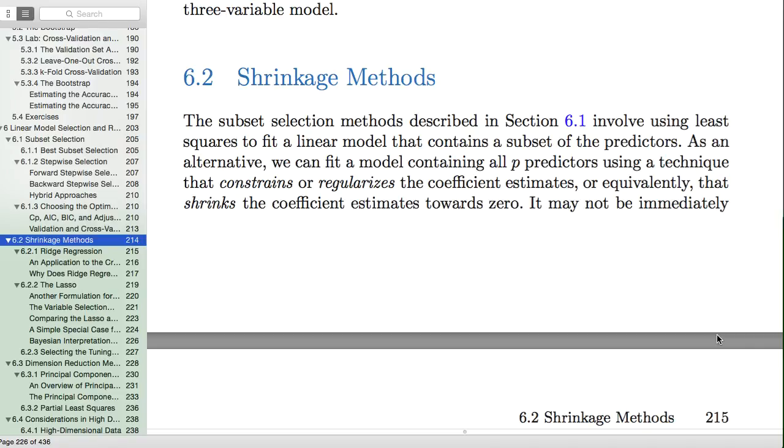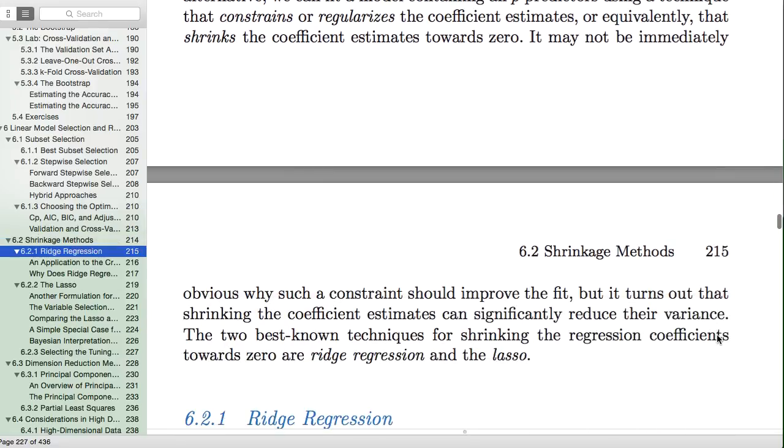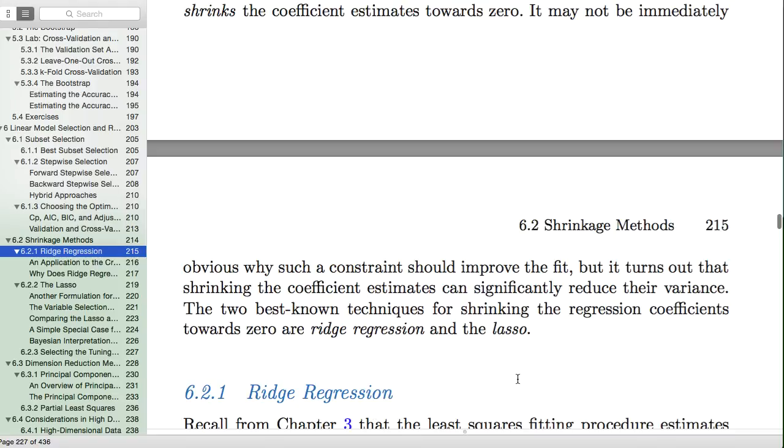So shrinkage methods. Previously we just talked about subsetting methods that take a subset of predictors, and we find some way of choosing among that subset to find the best model. Another thing that we can do is shrink the coefficient estimates, or regularize the coefficient estimates, towards zero. And this turns out to be a good idea because it can reduce their variance. There are two techniques for this, ridge regression and the Lasso.